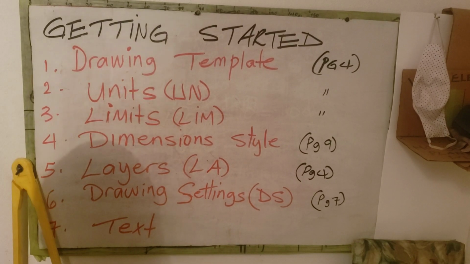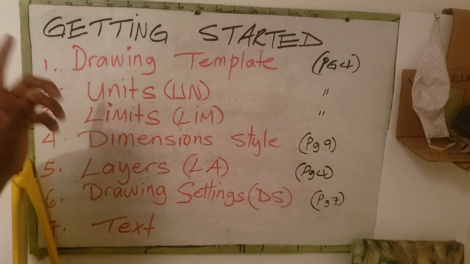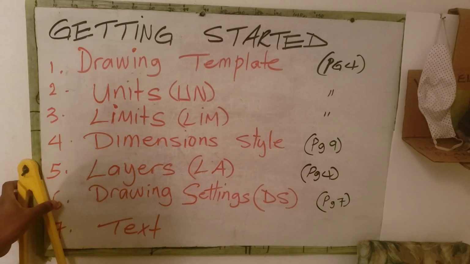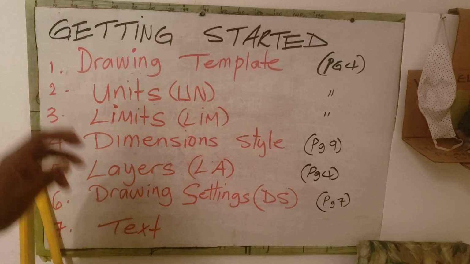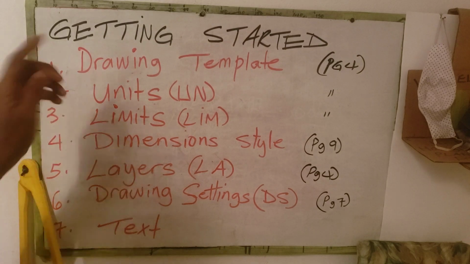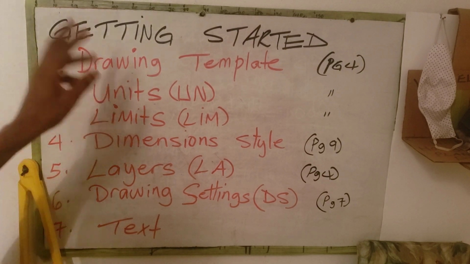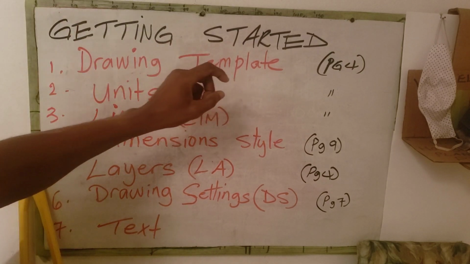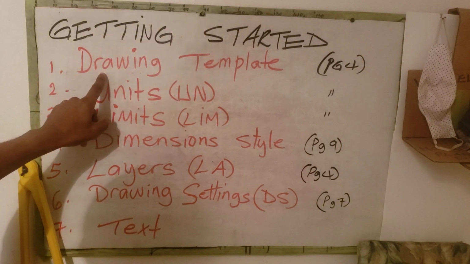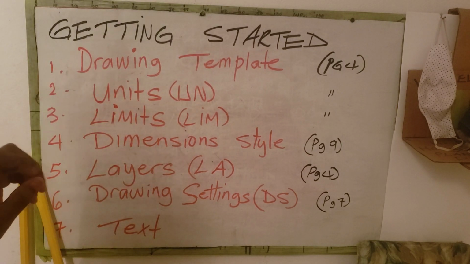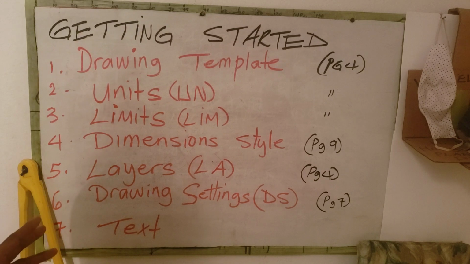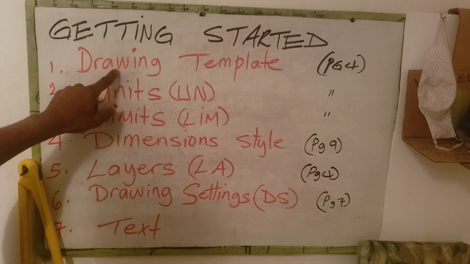Welcome back, guys. There are 7 things that we need to set up before we start drawing in AutoCAD. It's very important. The first thing to set up is choose a drawing template. And for drawing template, we should choose AutoCAD ISO. How do we choose a drawing template?